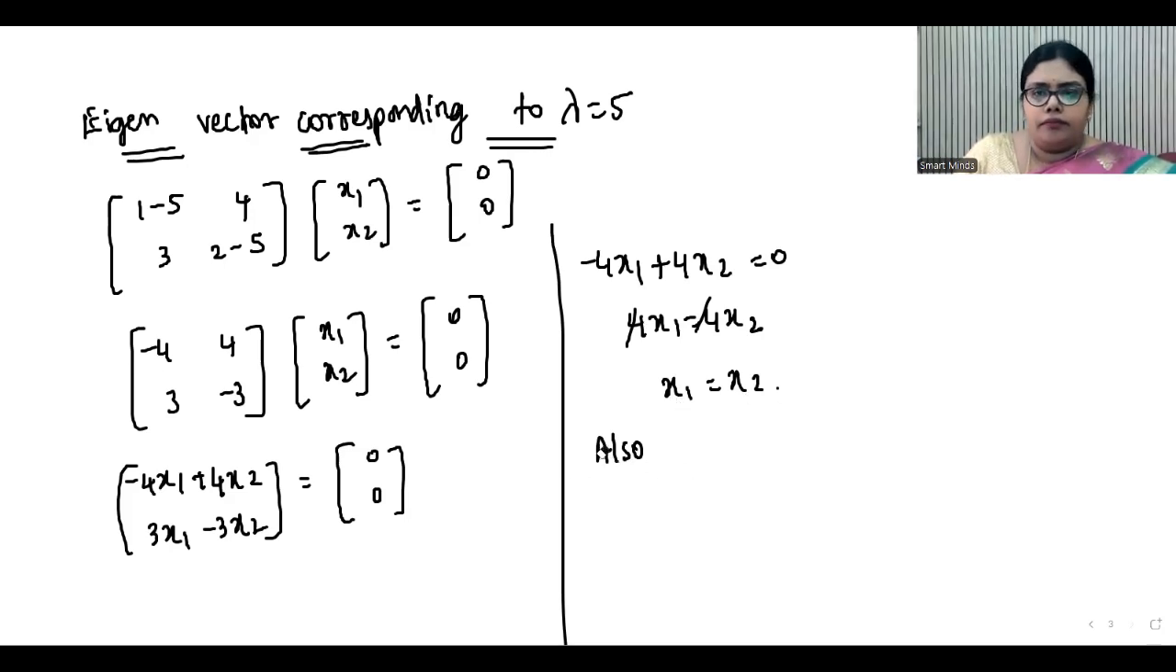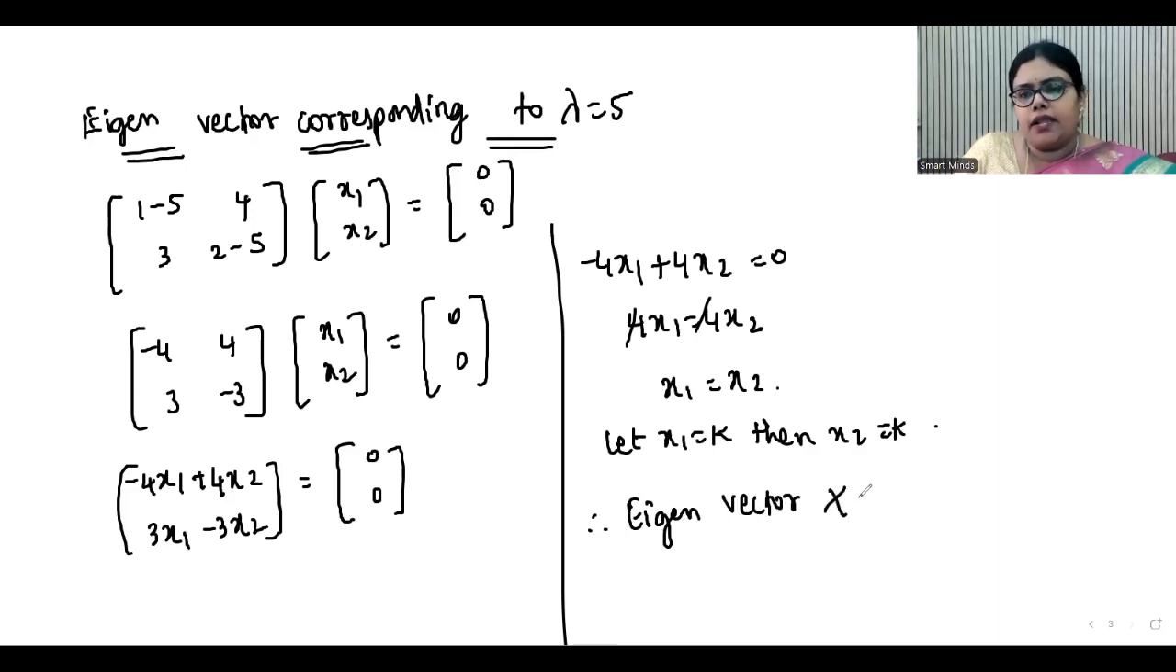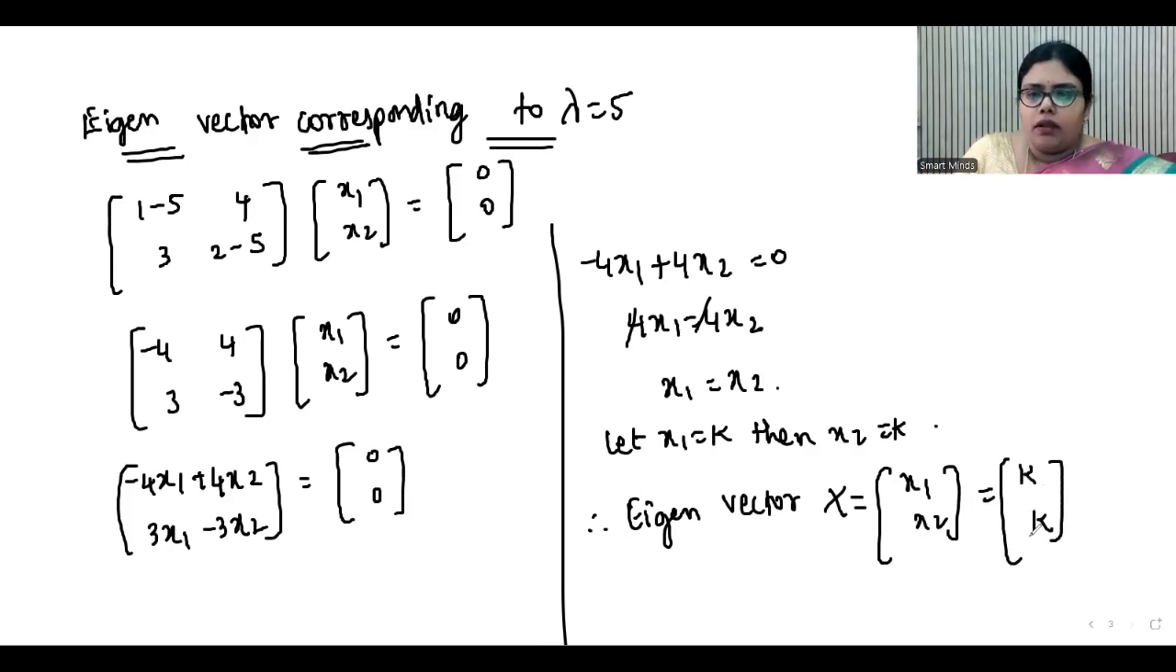Now, let's say x1 is equal to k. Then x2 is also k, right? Therefore, what is the eigenvector? Eigenvector x is equal to [x1, x2]. Now, in the place of x1, you write k. In the place of x2, you write k. This is the eigenvector where k is a non-zero parameter.